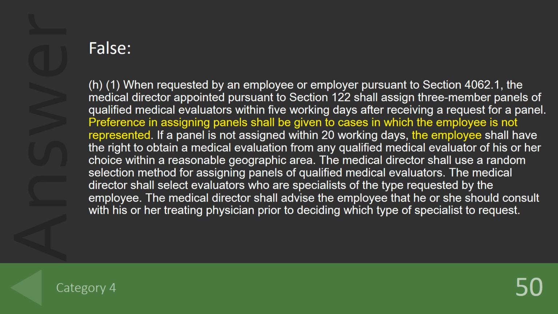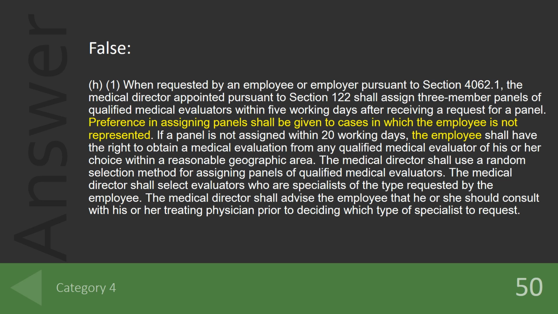Preference in assigning panels shall be given to cases in which the employee is not represented. So our question involved represented injured workers, but actually the law requires preference to be assigned to unrepresented injured workers. And if the panel is not issued within 20 working days, the unrepresented injured worker has the authority to move forward, and you may get phone calls from unrepresented injured workers who are requesting you to do their evaluation.